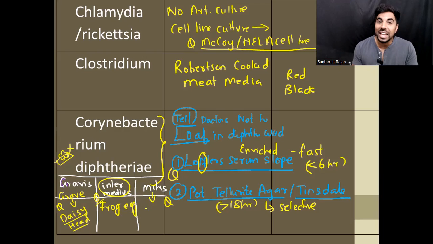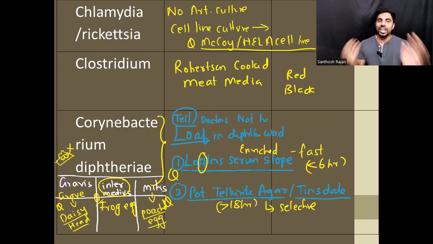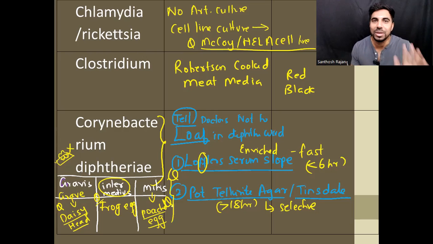And mitis means mighty poached egg. Whenever you see a poached egg, what will you say? Wow, mighty poached egg. A lot of eggs are going to come, so be careful, get ready. Mitis means mighty poached egg. Again, easy. Isn't it delicious? I told you, microbiology is delicious. We have all the delicious, tasty things in microbiology only.